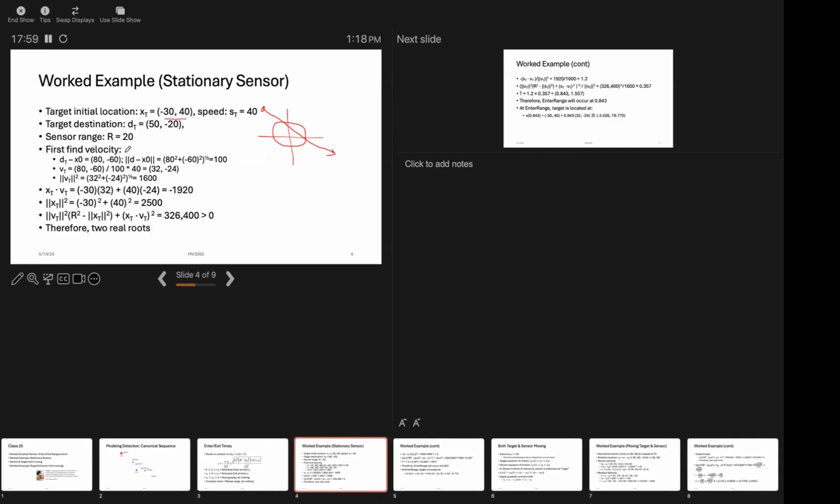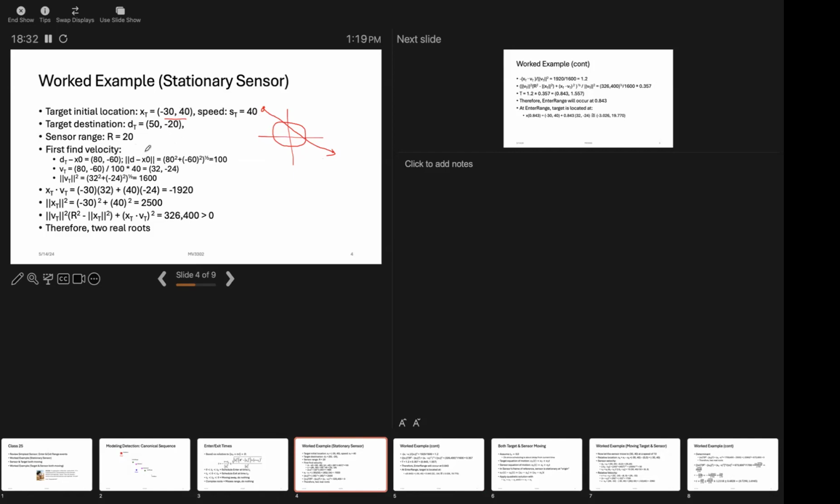To find velocity, it usually takes 3 steps. First we take the difference between the destination and our start location. That would be 50 minus minus 30, that's 80, and minus 20 minus 40, that's minus 60. Then we want to find the magnitude of that, because we want to turn the whole thing into a vector in that direction with the magnitude of the speed.